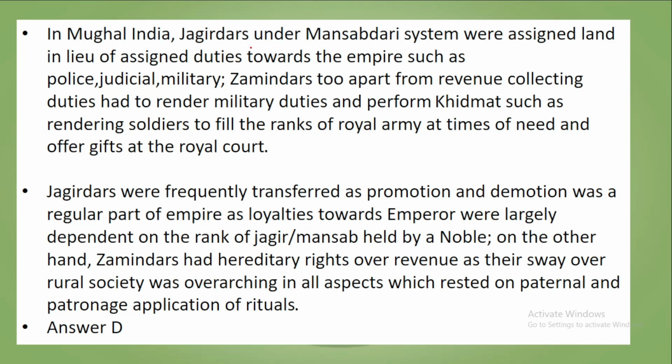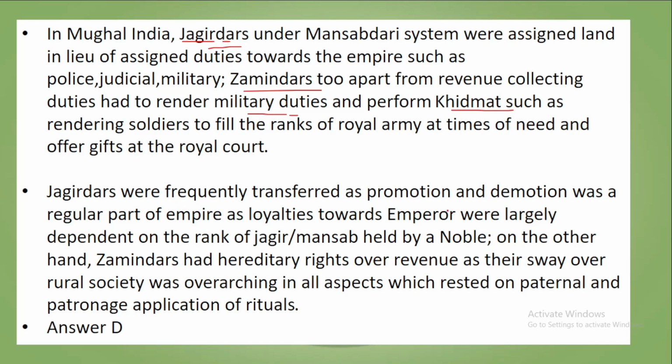In Mughal India, Jagirdars under the Mansabdari system were assigned land in lieu of assigned duties towards the empire, such as police, judicial, military. So these duties were all performed by Jagirdars. Zamindars too, apart from revenue collecting, had duties to render, like military duties, performing khidmat such as rendering soldiers to fill the ranks of the royal army at times of need, and offering gifts at the royal courts. So they had other responsibilities besides revenue collection.